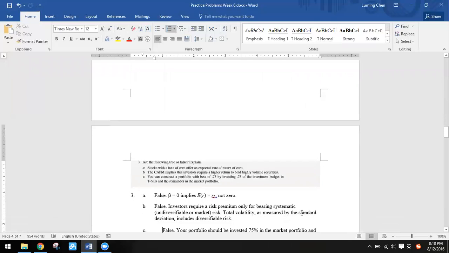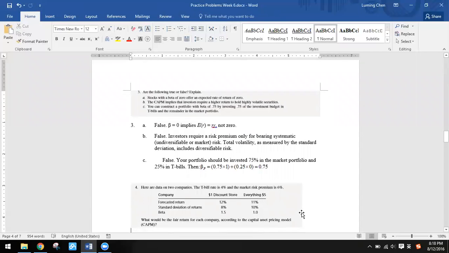Number 3, are the following true or false? Explain. A, stocks with a beta of 0 offer an expected rate of return of 0. This is false because beta is 0, but beta times the excess return plus the risk-free rate is the expected return of the stock. So the expected rate of return is not zero. It equals the risk-free rate.